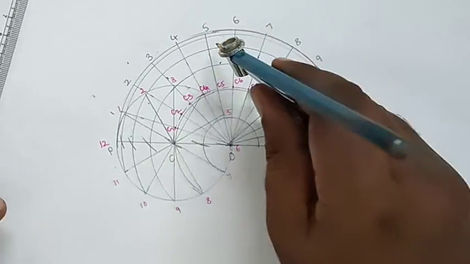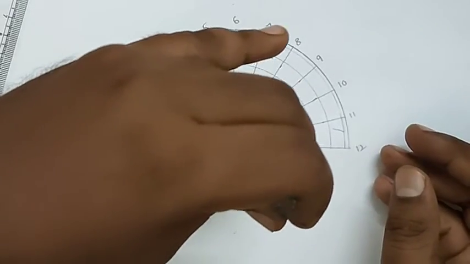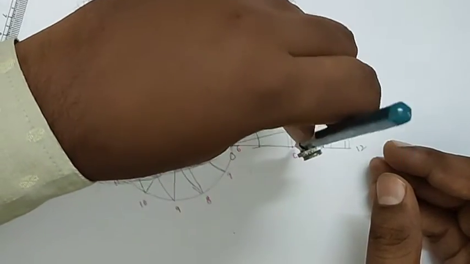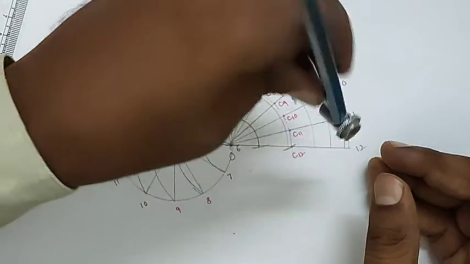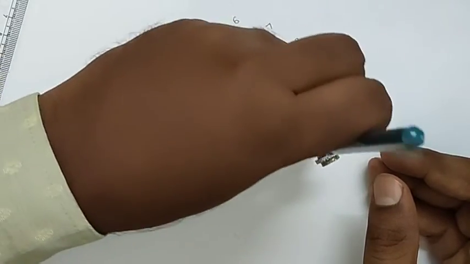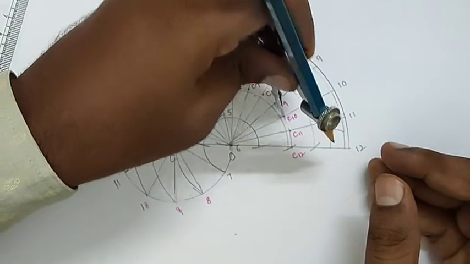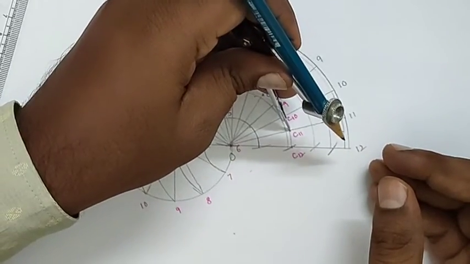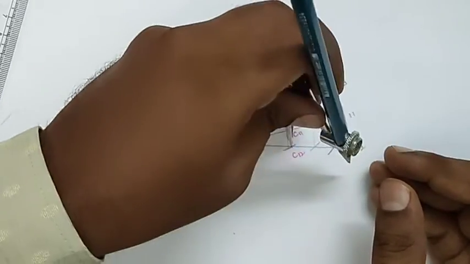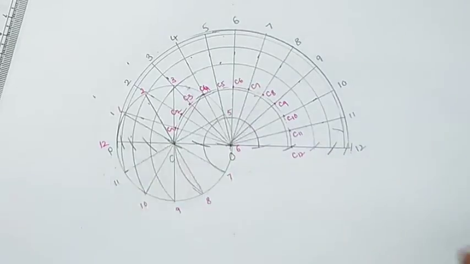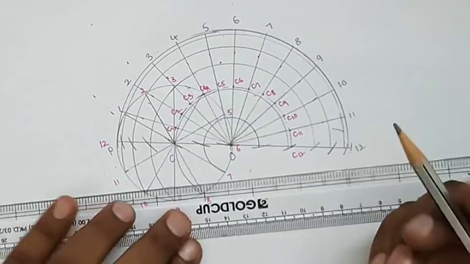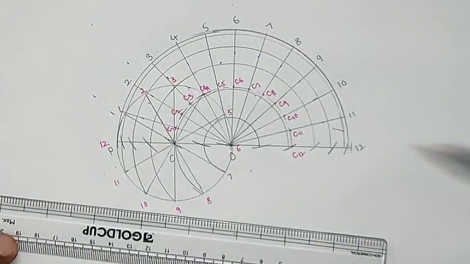C7 center, again we will get here 7 and 5. C8 center, draw the arc on 8 and 4. C9 center, draw the arc on 9 and 3. C10 center, draw the arc on 10 and 2. C11 center, C12 center, draw the arcs. So the arcs we will get on a straight line. So on a straight line we will get the points.